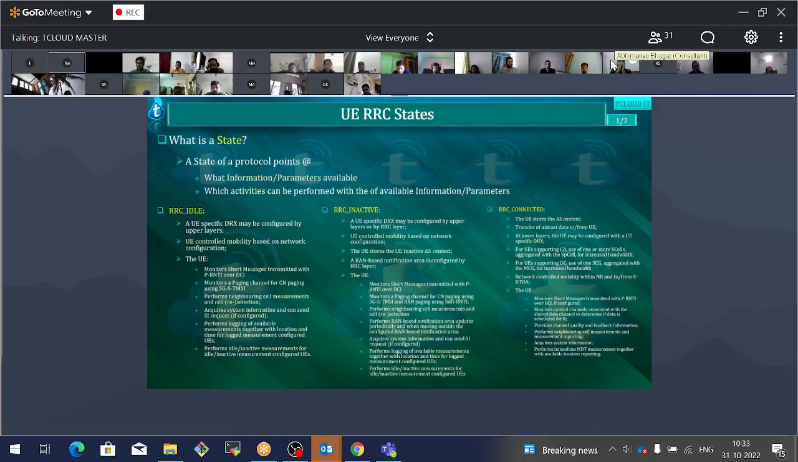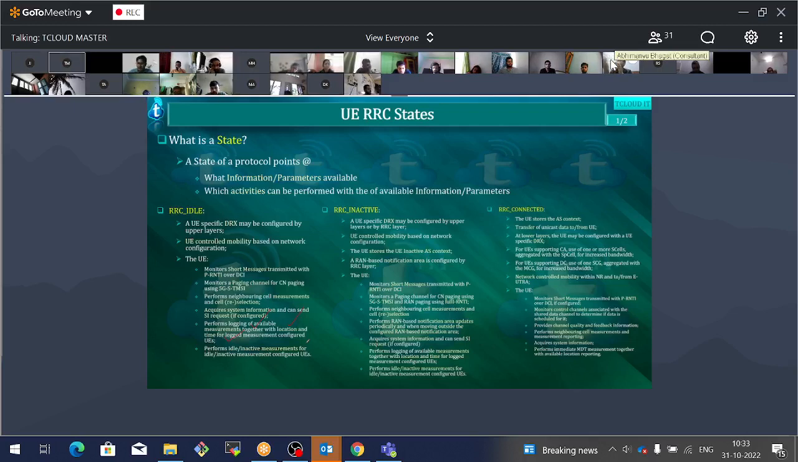Next, performs logging of available measurements together with location and time related loggings. Now, again, it is a new concept in 5G. Up to 4G, it was not there.